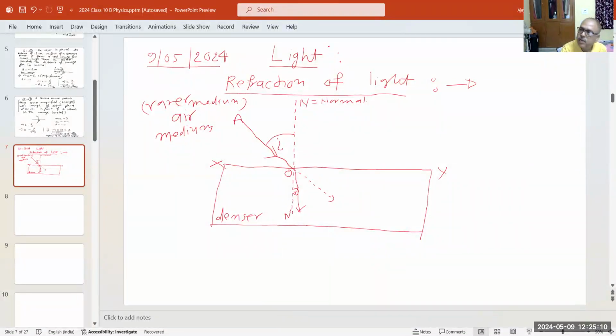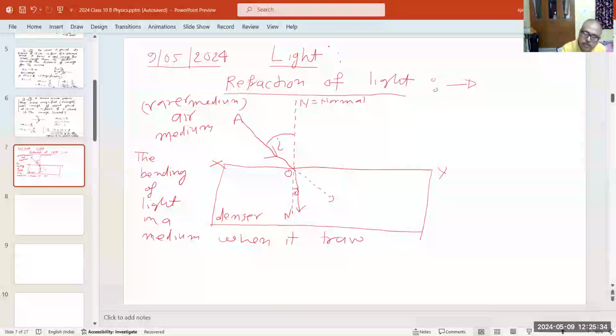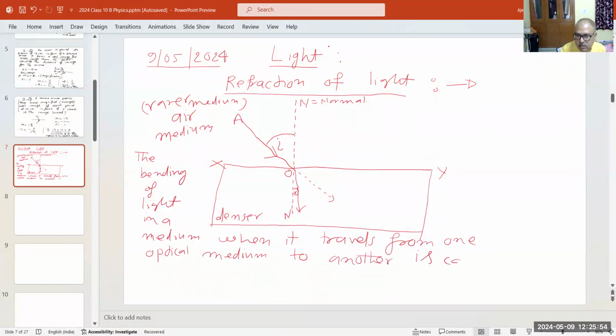So what is the meaning of refraction? The bending of light. Take care. Bending of light in a medium when it travels from one optical medium to another is called refraction of light. Defining term.